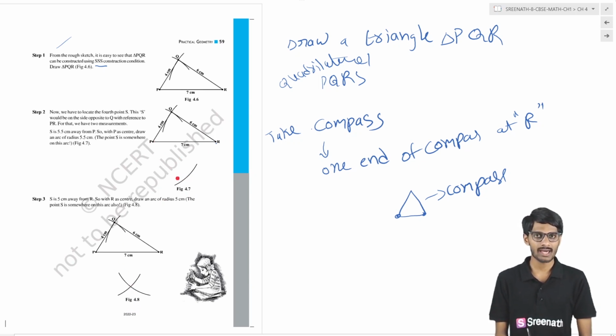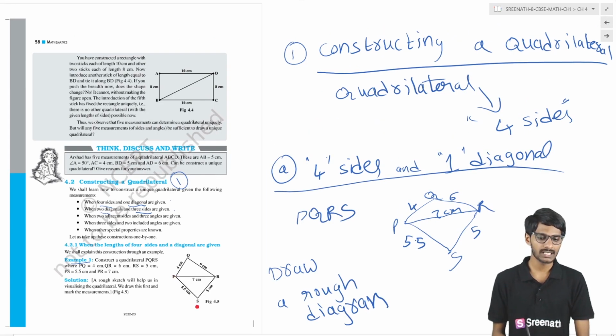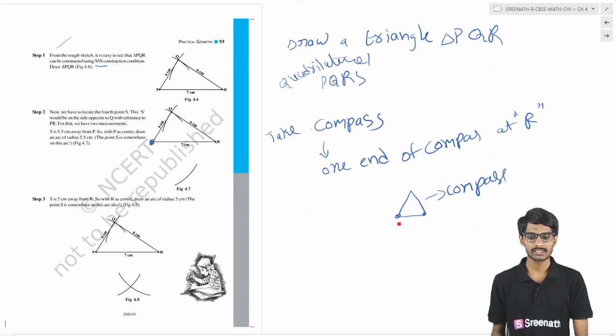Drawing from P and R is important, but which we do first is not important. So we will follow your textbook only. For that purpose, we have to put one end of the compass at P. And what is the compass distance, the distance between two ends of the compass? Basically, what is the P and S distance? That is 5.5. So now, this is the P end.